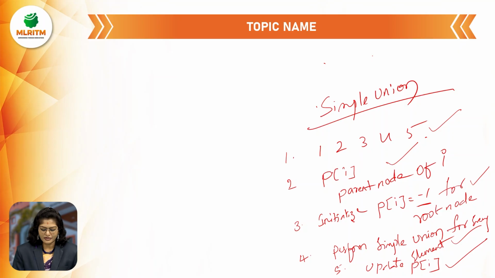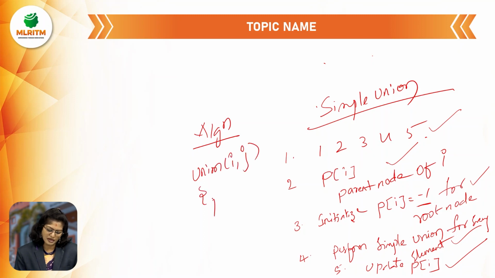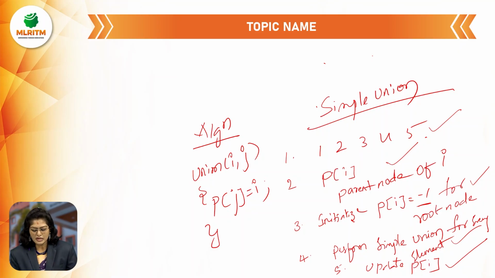So what do you need to have? An algorithm. We have a simple algorithm, that is union of I comma j and P of j equals I. This is a simple algorithm. So what are we finding out? We are making the union of the ith and the jth row, and you are making P of j, the parent of j, we are going to give as I, and next you are closing the braces. This is a simple algorithm for the union operation.